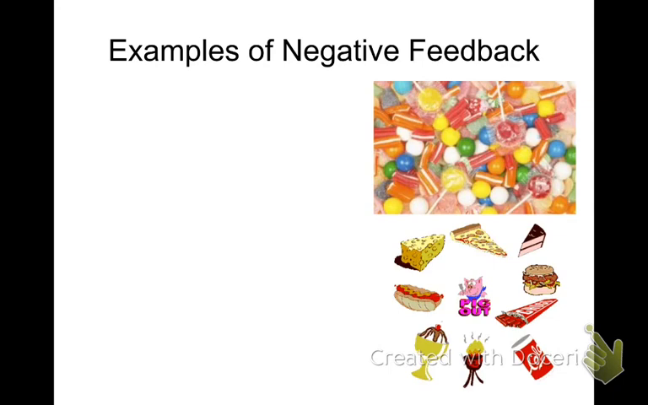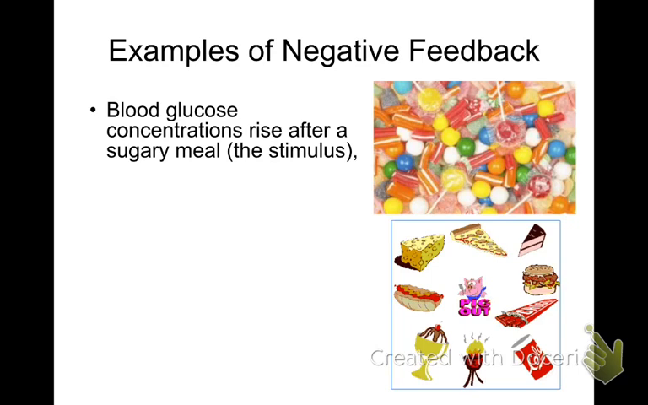So other examples of negative feedback, okay? So blood glucose concentrations. Let's say for lunch, you're like, I'm not gonna have a chicken wrap. I'm gonna have 4 Snickers bars, because that sounds like a great idea. I'm gonna feel awesome, okay? So you eat a super sugary meal, which is the stimulus, and the blood glucose levels, the sugar levels in your blood go way up, right?